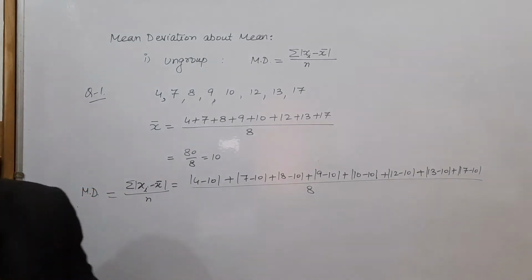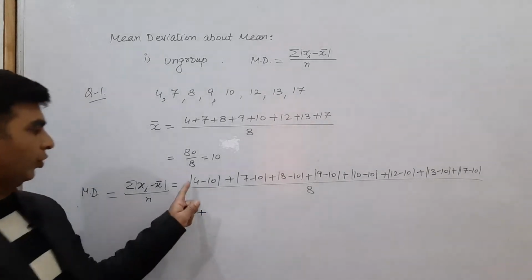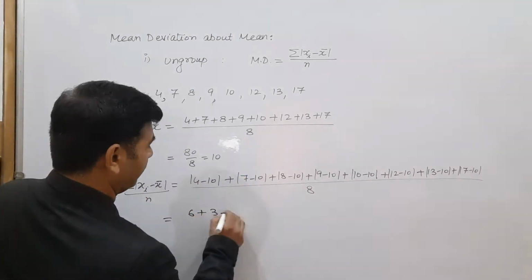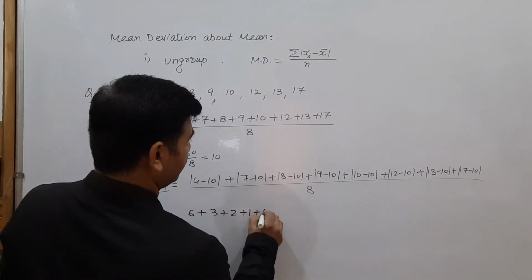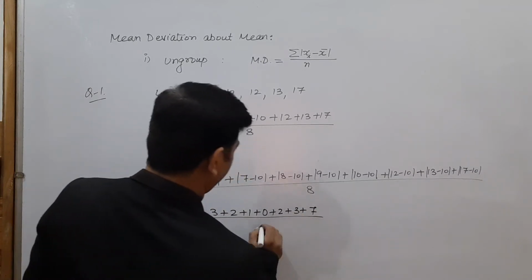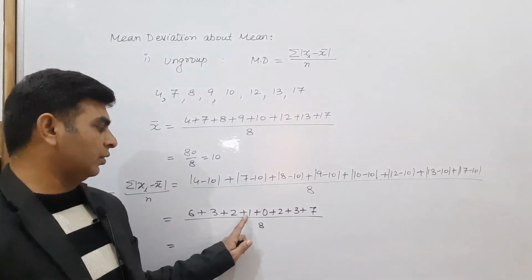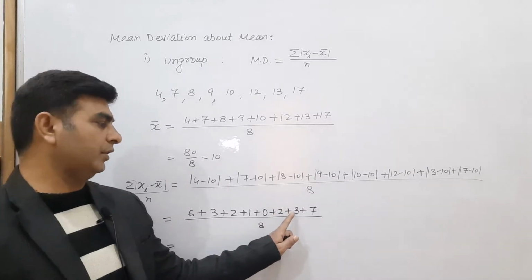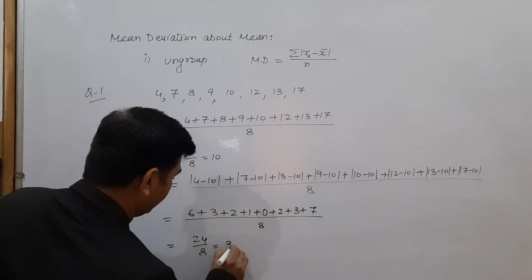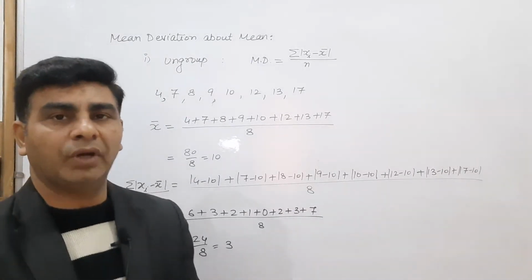So this is now given as 6, because 4 minus 10 is minus 6, but we take the modulus of minus 6, children, so it will be plus 6. Then 3 plus 2 plus 1 plus 0 plus 2 plus 3 plus 7, divided by 8. 6 plus 3 is 9, 9 plus 2 is 11, 11 plus 1 is 12, 12 plus 2 is 14, 14 plus 3 is 17, 17 plus 7 is 24, and 24 by 8 is 3. So the mean deviation about mean is 3. This is the solution of question number 1.